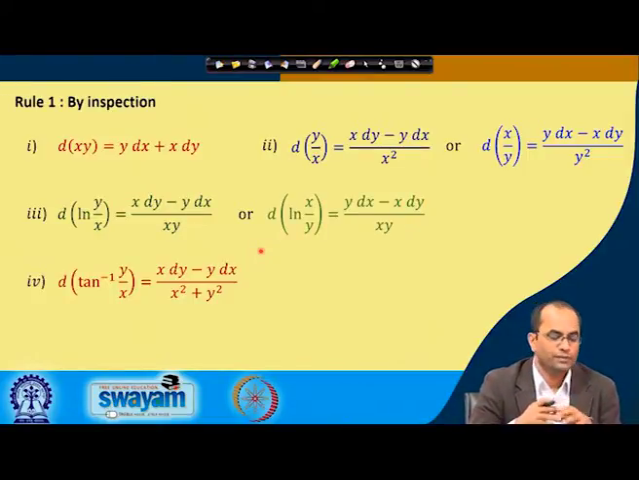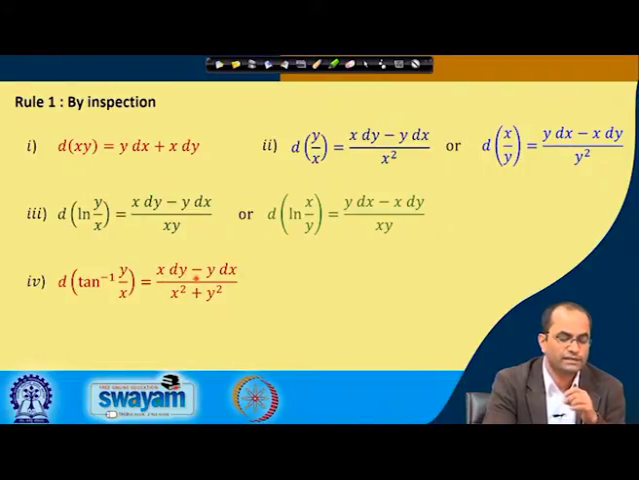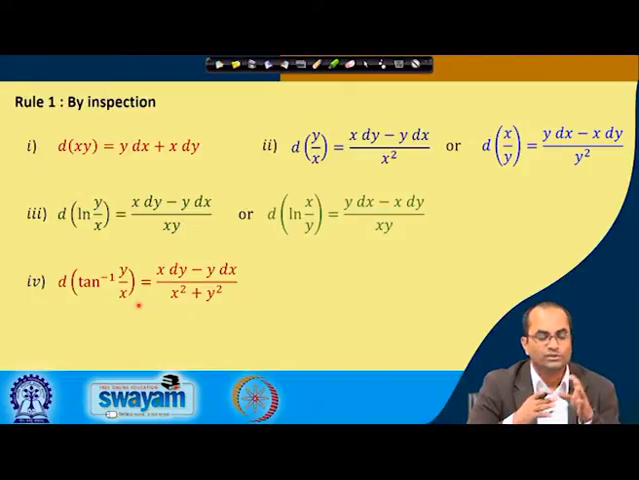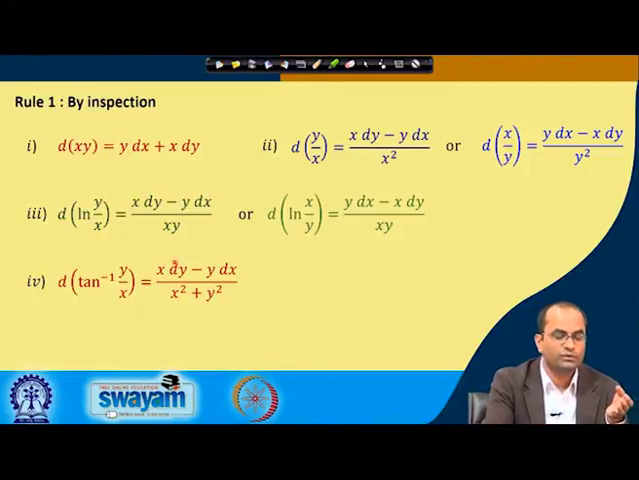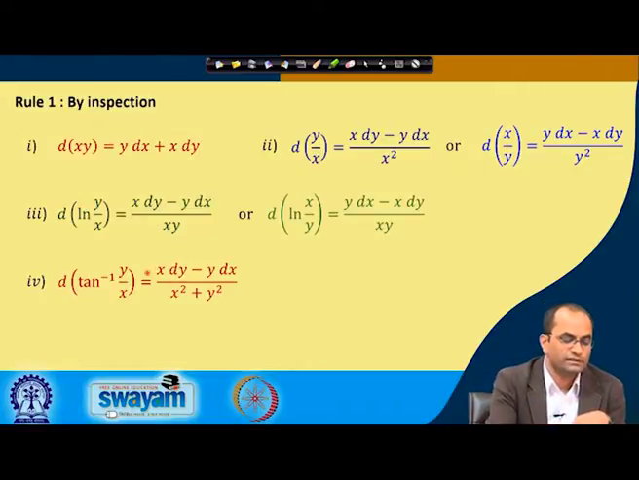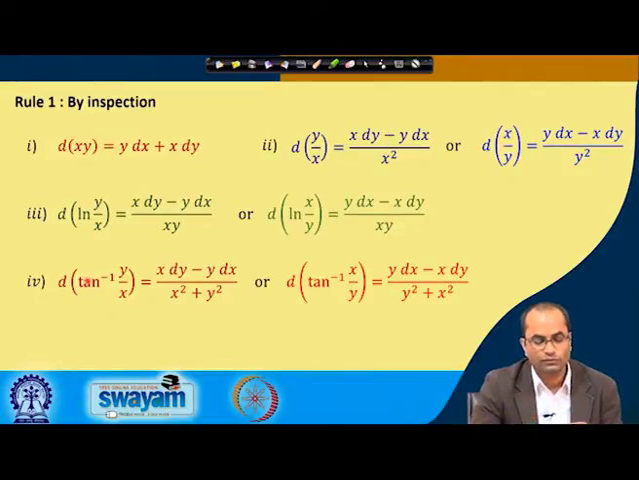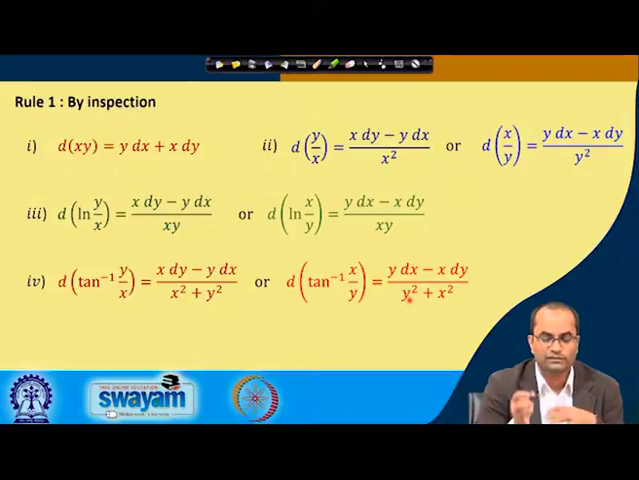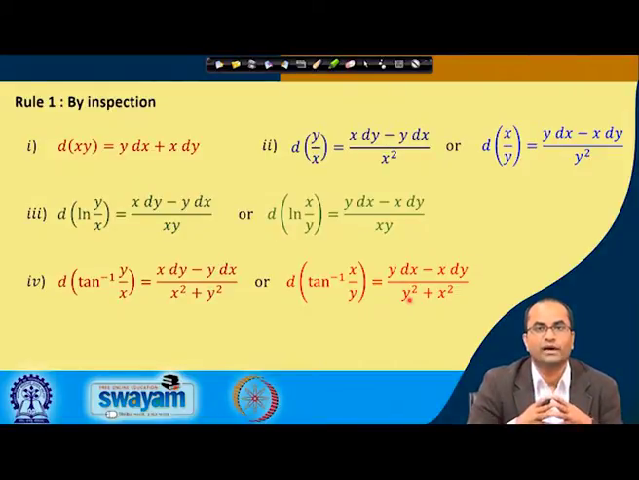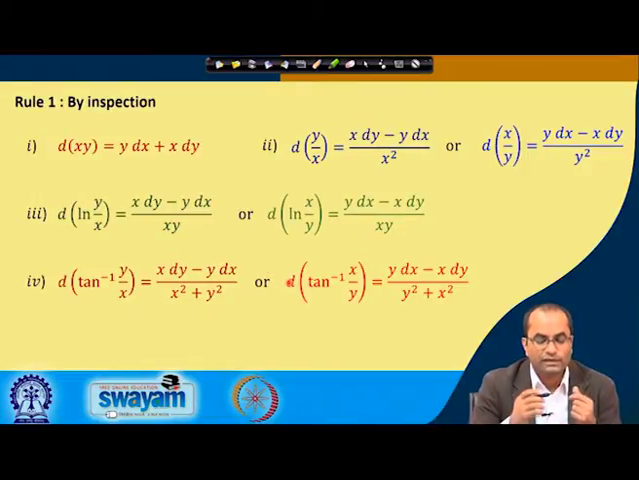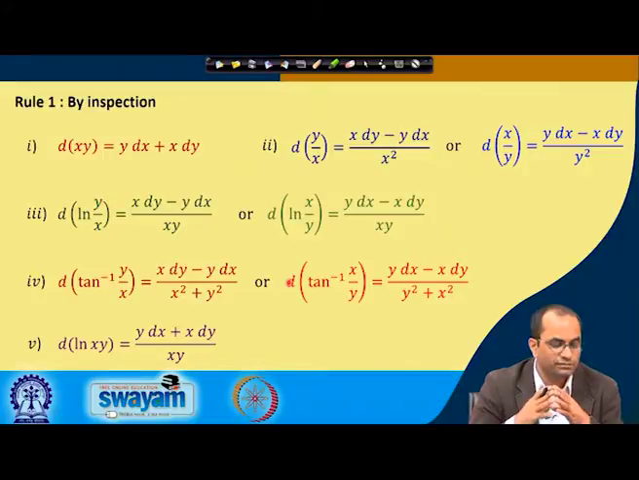Another standard form could be x dy minus y dx. Again we have this common term, x dy minus y dx, but here we have x square plus y square. If we can rewrite our equation in this form, then we know that this is nothing but the differential of tan inverse y over x or tan inverse x over y. So we have y dx minus x dy over y square plus x square, which is the standard differential of tan inverse x over y. And another one which we have discussed is the logarithm of x y.